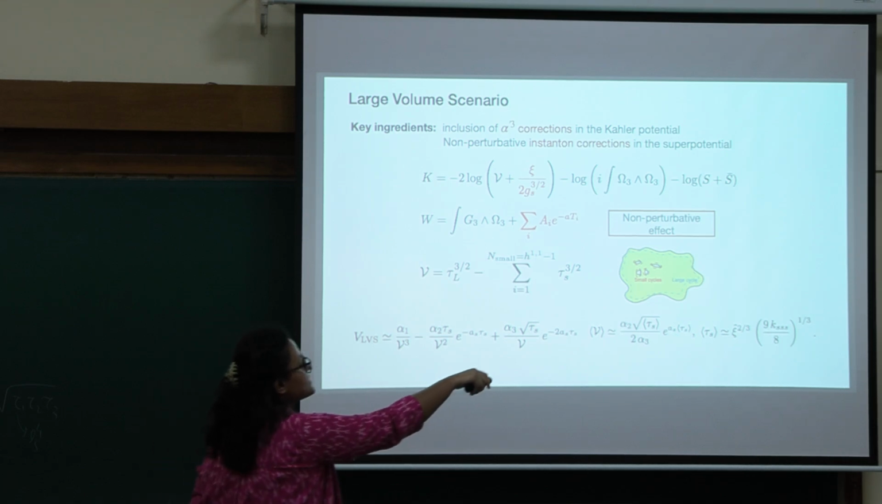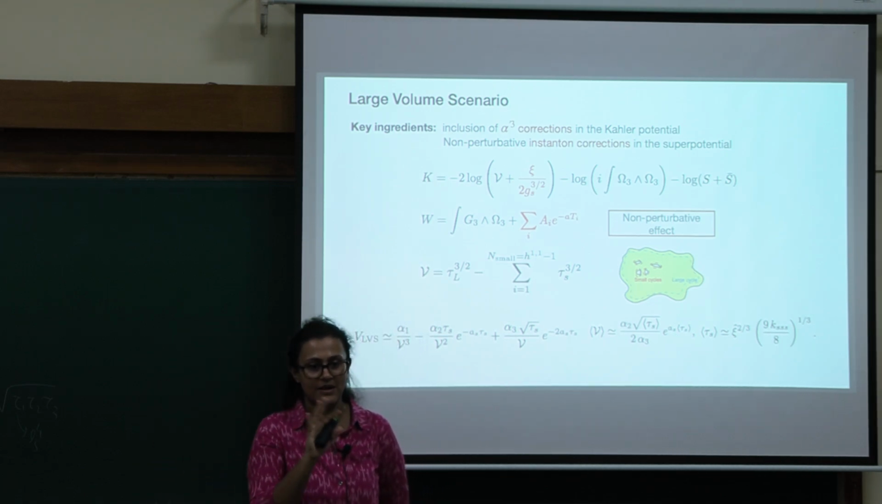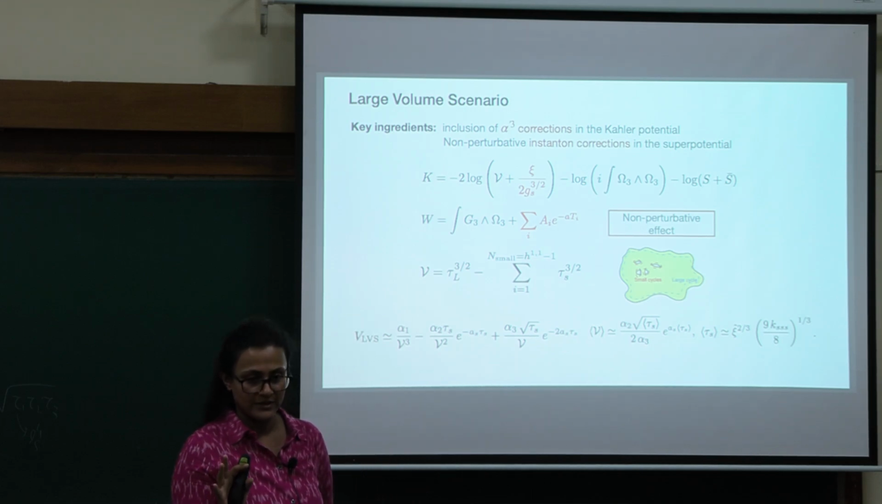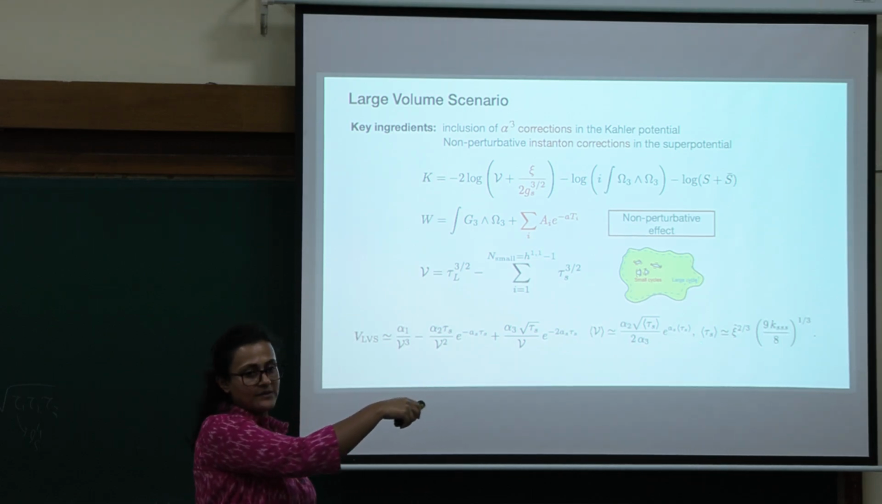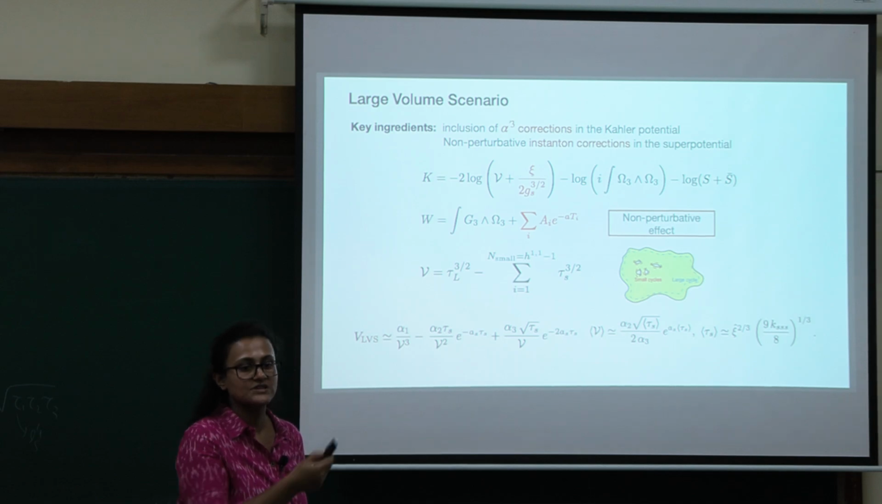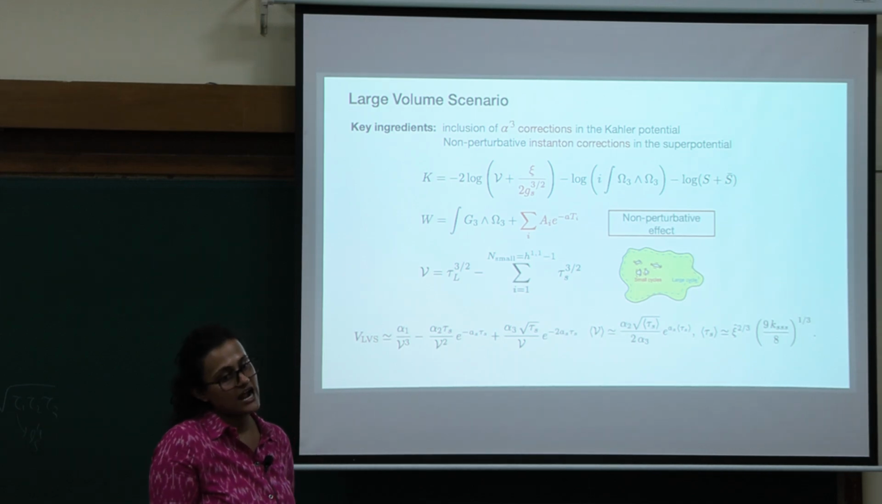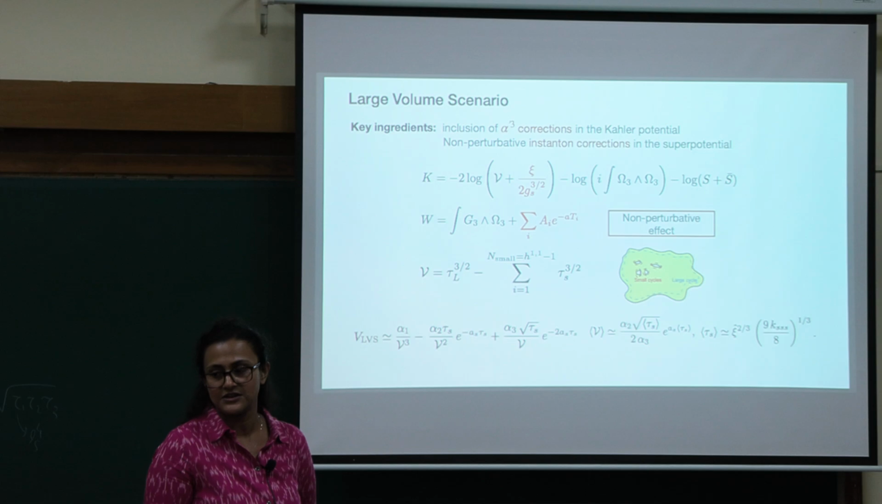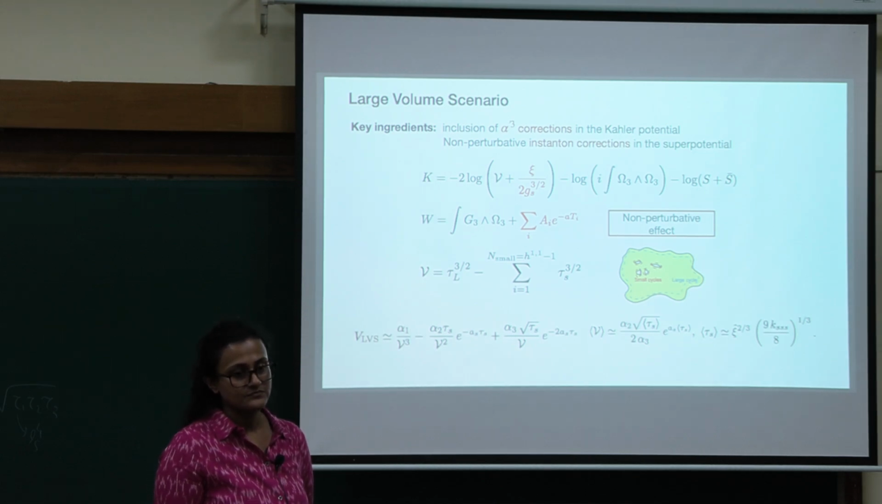And by small, I mean it still has some amount, 2 or 3 or 4, an order 1 parameter, and even the exponential of an order 1 parameter is huge. So that's how I get this exponentially large volume scenario. And so in some sense it becomes self-consistent to use supergravity.